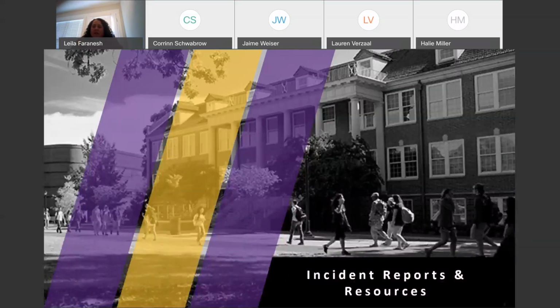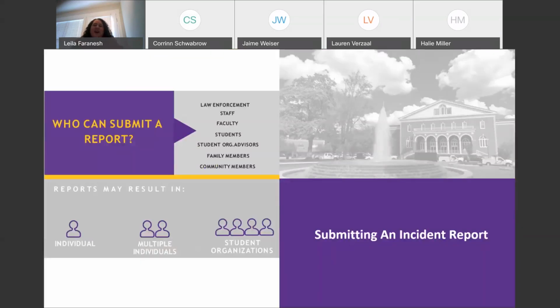So we're going to spend some time talking a little bit about how our office receives reports and what happens after that. In addition to students, we receive reports from law enforcement, and that can be our campus police, Greenville police. We oftentimes receive reports from the sheriff's office or police, even outside the state of North Carolina. We receive reports from staff, faculty, student org advisors, family members, community members, and a report may involve an individual, multiple individuals, or a student organization.